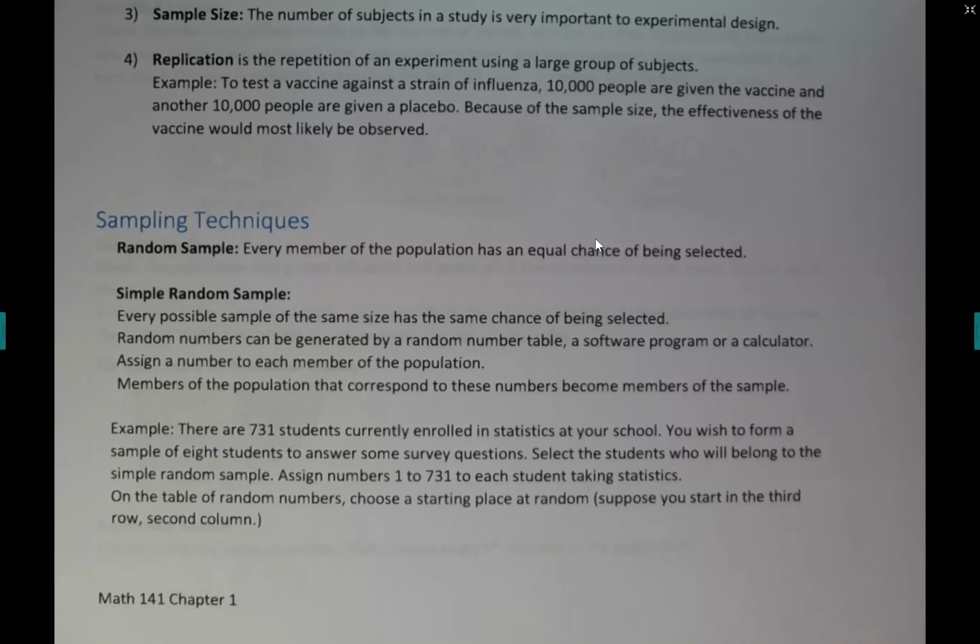So every possible sample of the same size has the same chance of being selected. Keep this definition in mind. Now, guys, I'm going to show you an example scenario that turns out to be not a simple random sample, and I would like you to tell me why this is not a simple random sample. So just one sec.